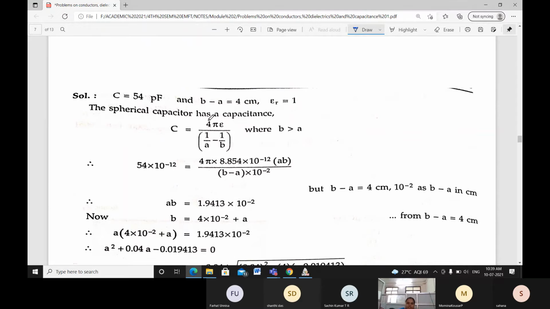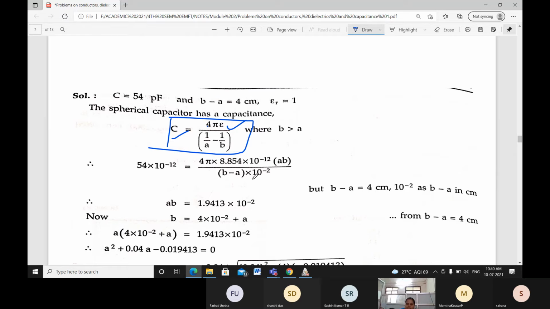Then for spherical capacitors, the capacitance equation is the standard capacitance equation. You should know this. C is going to be 4 pi epsilon naught divided by 1 by A minus 1 by B, where B is greater than A. Then substitute everything here. C we know. Substitute 4 pi epsilon, that is epsilon naught into epsilon R. You have to substitute that here.